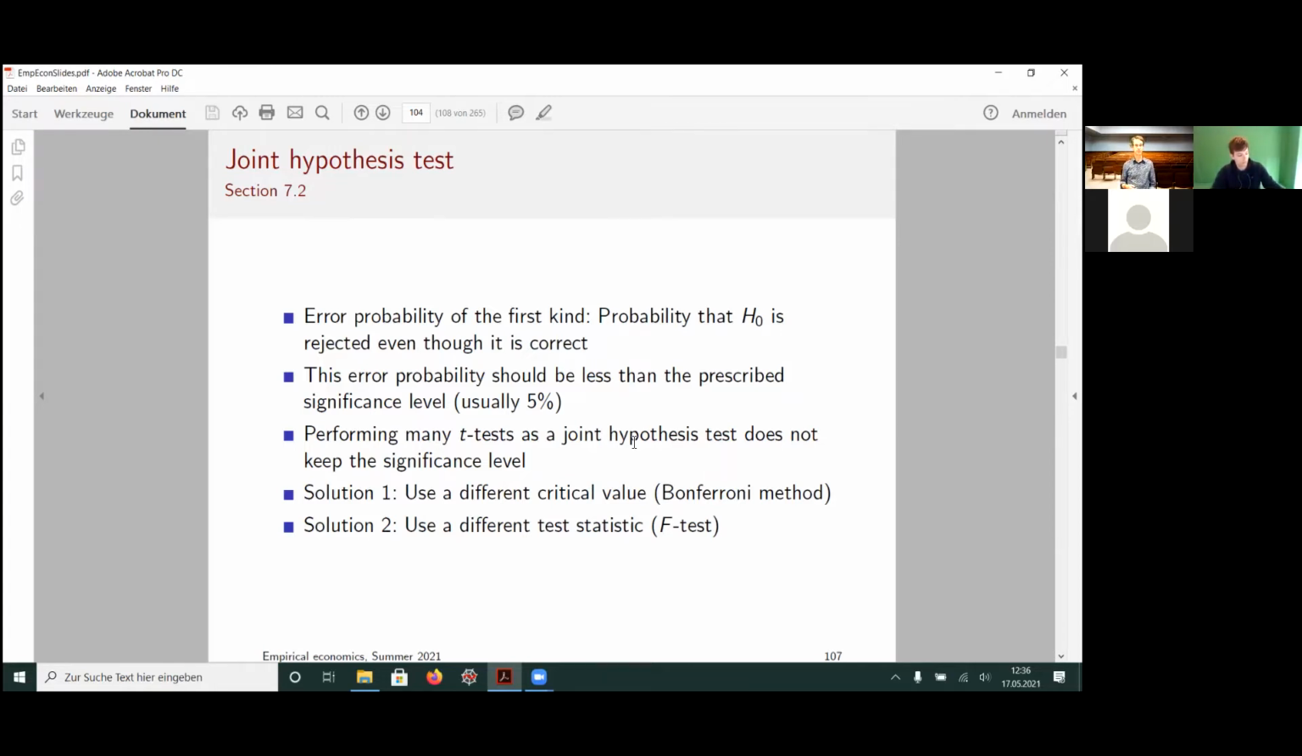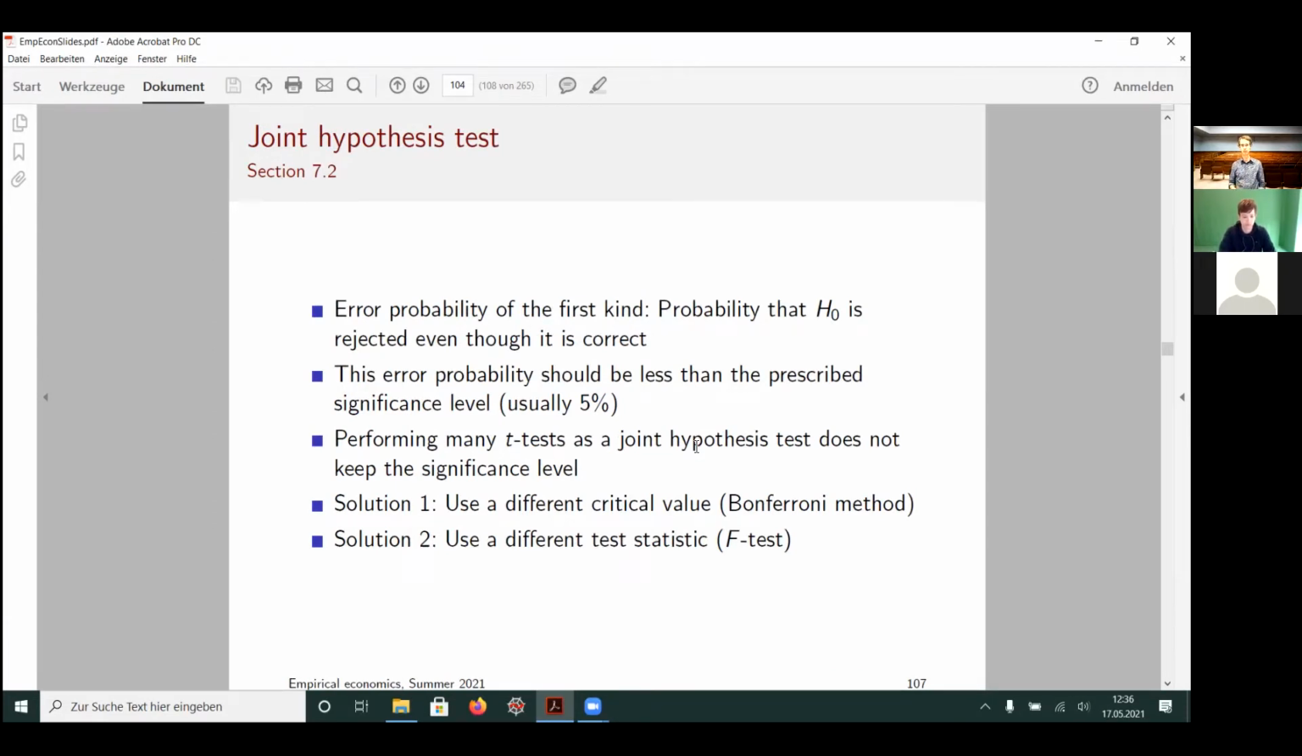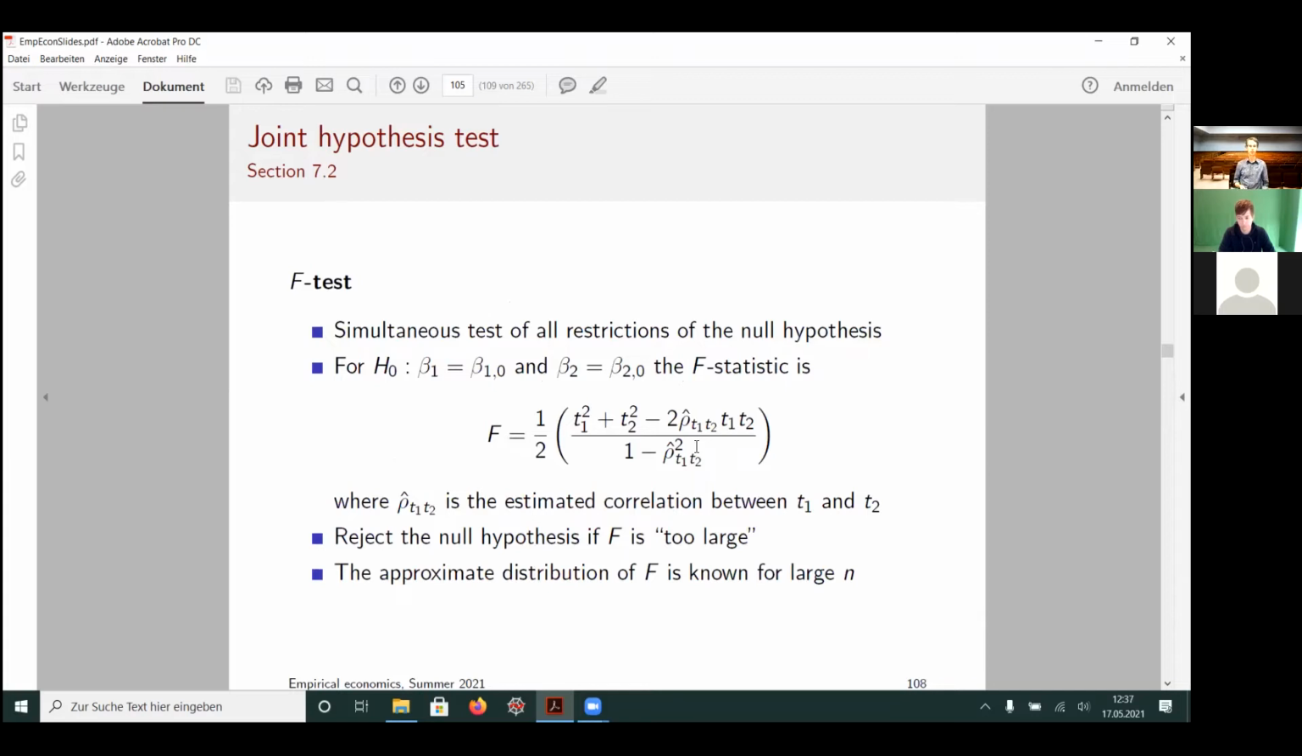But there's an even better way to test joint hypotheses, and that's based on a different test statistic. So we just abandon the t-test and we use a different test statistic, and that's internationally called the F-test. How does that work? Well, the F-test is a simultaneous test of all the restrictions of the null hypothesis at the same time. Since it's a rather complex derivation for the F-test statistic, and since we don't really do that in the full generality here, we only look at one special case. So let's suppose that we have two restrictions in our joint hypothesis. Let's say that the first coefficient has a certain value, for instance 0, and the second coefficient also has a certain value, also 0, for example.